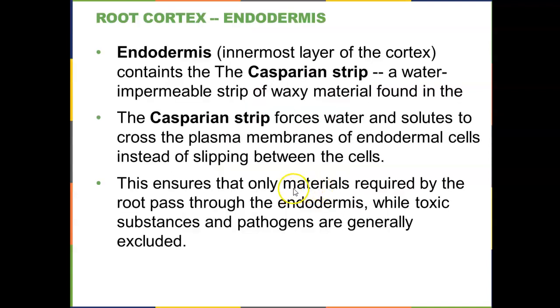All right. That endodermis, the layer of wax between each cell, is called a Casparian strip. And again, it ensures that water and solutes only move across living membranes of the endodermal cells instead of slipping between the cells, which is what happens everywhere else in a plant. The only place where it can't happen is crossing this endodermis. So we can see here, this is a great way for plants to exclude toxic compounds and pathogens, keeping them out of the vascular tissues of the plant.